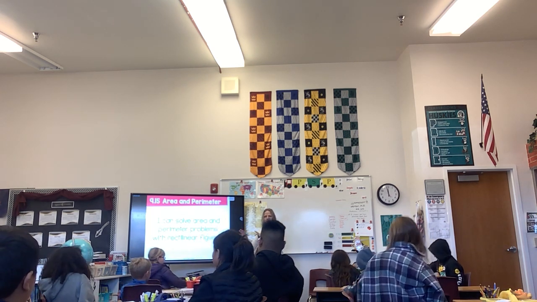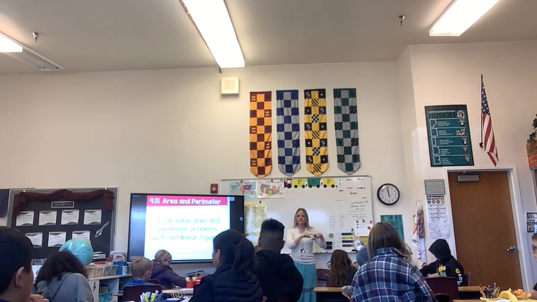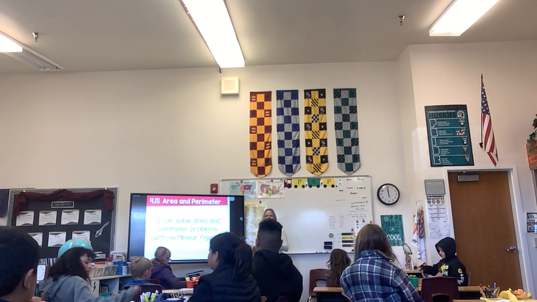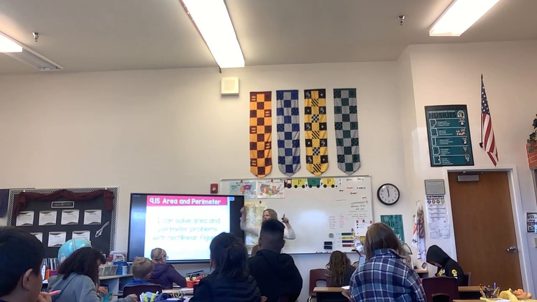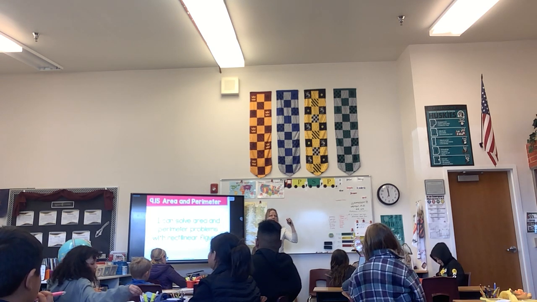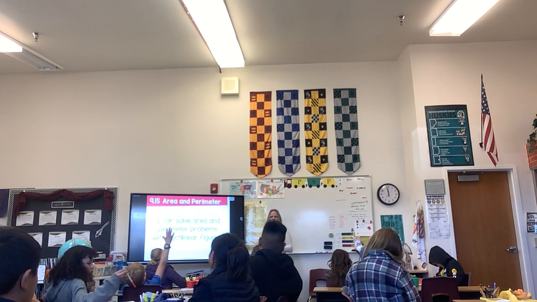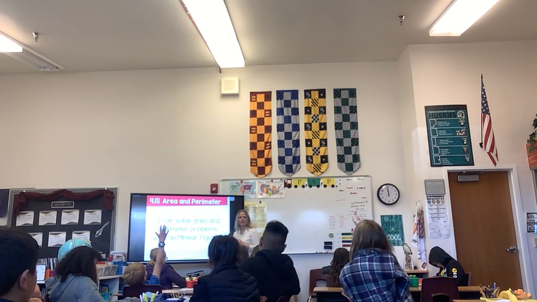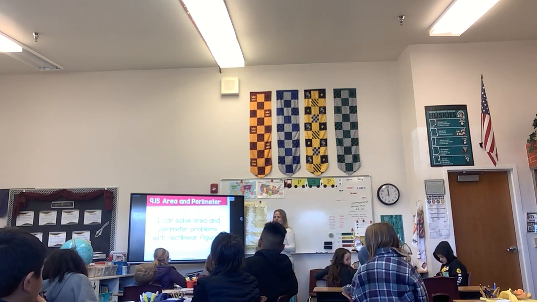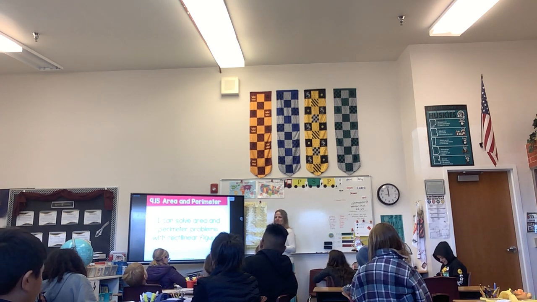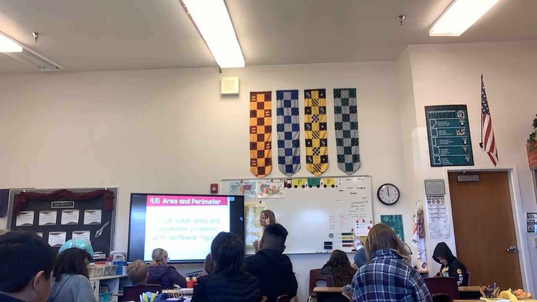So we've talked about area and perimeter with squares and regular rectangles. But what do you do if you have a shape that's kind of like this, and it's not an exact rectangle? Can we still figure out that area or perimeter? We can. Okay, yes, George. I think I know how you're going to do it. Okay, hold on to that thought.